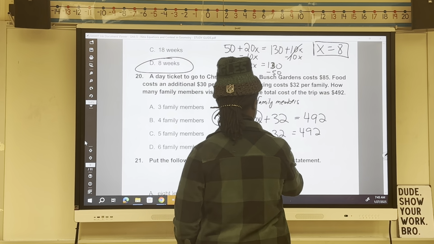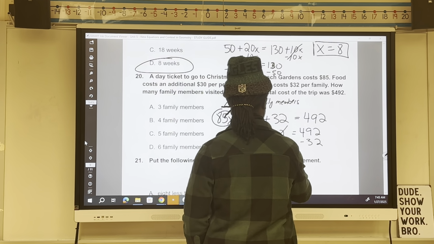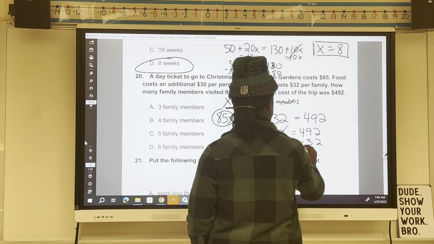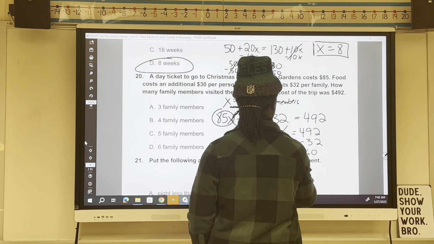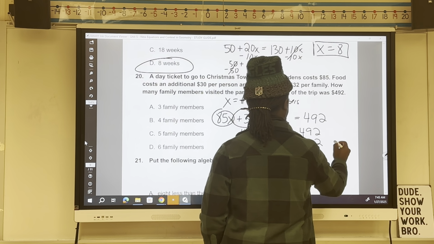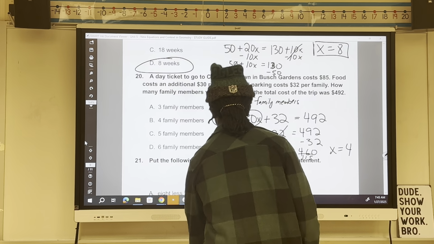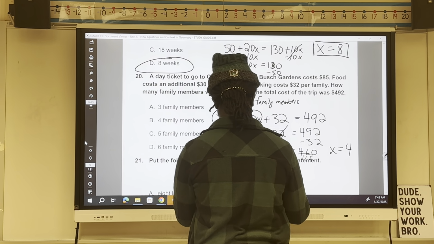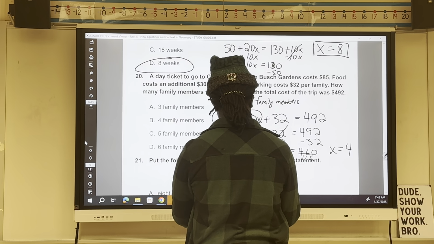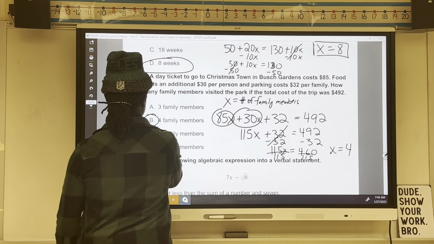Okay, then I get rid of the 32, minus 32 on both sides. That cancels, leaving me with 115x equals 460. Then I'm going to divide that by 115, and that is going to give me x equals 4. All right, and so we have 4 family members that are attending.